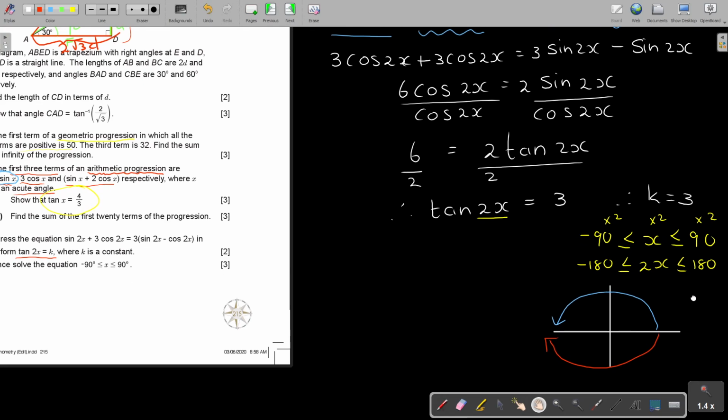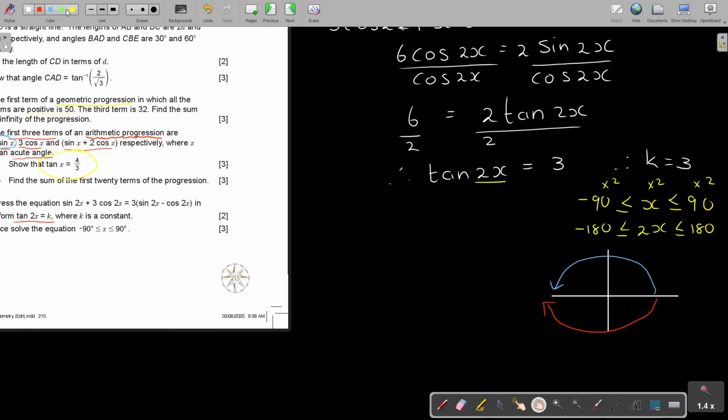So first, this is now number B. First, find your basic angle, always. So press on your calculator, and it's in degrees, so make sure your calculator is on degrees. So shift, tan, and 3 and equals. And you get, to 2 decimal places, 71.57.